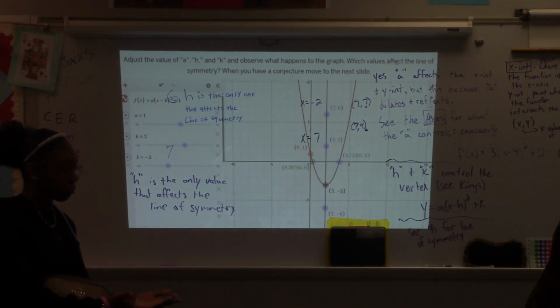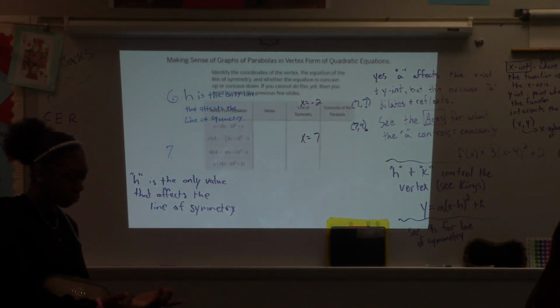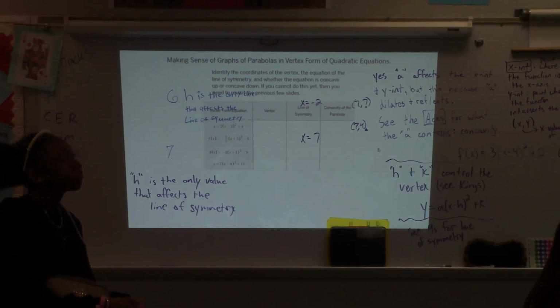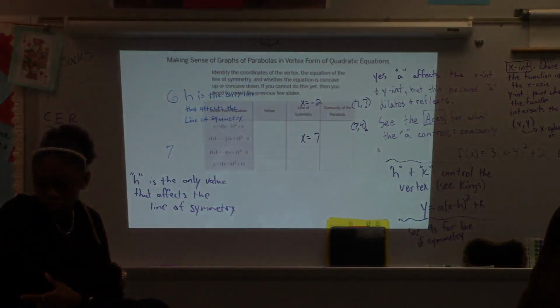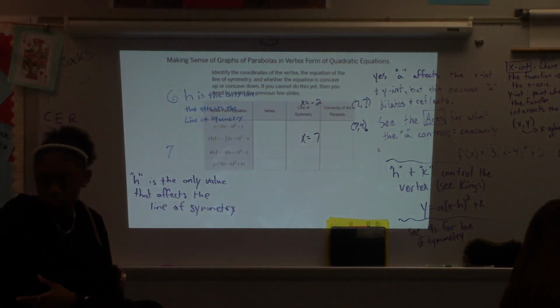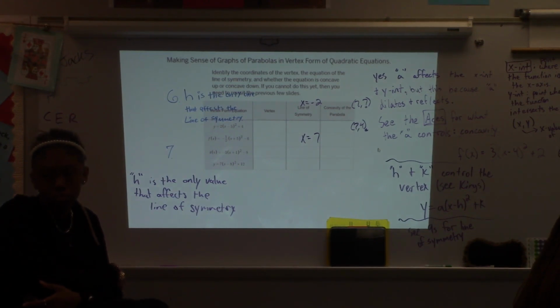Okay, so here's what I want us to quickly do. Hold on one second, okay? I'm going to pass out a Frayer model. What's the title of this Frayer model? Vertex form. There you go. So there's my vertex form. This information about A, H, and K should go where on this Frayer model?